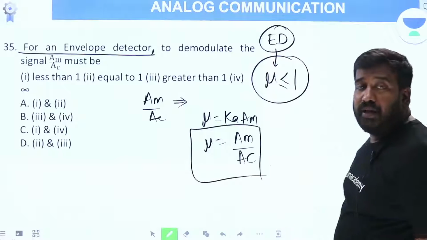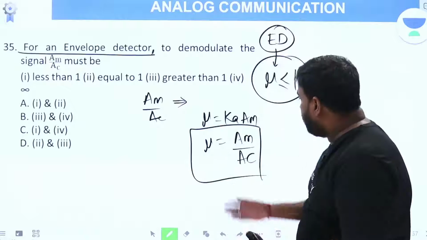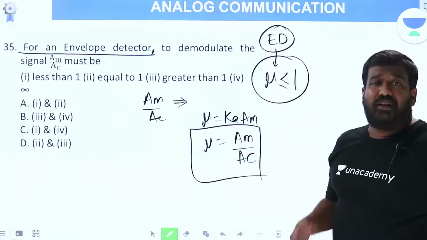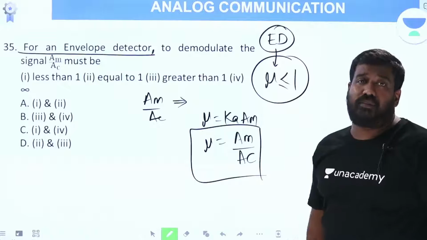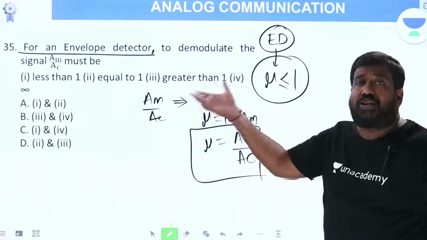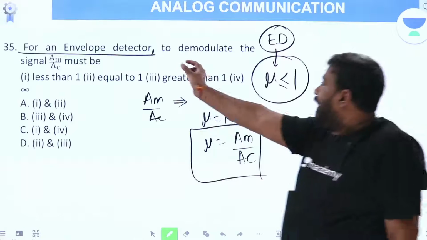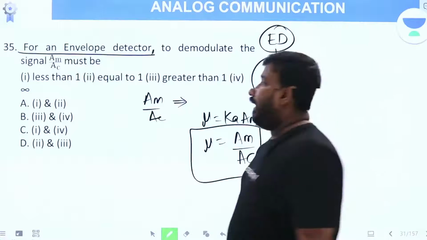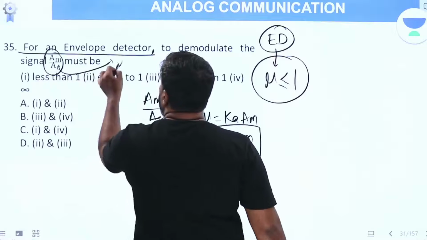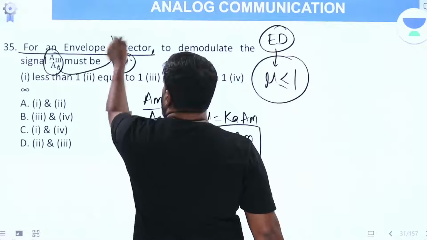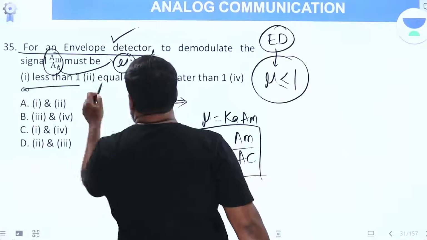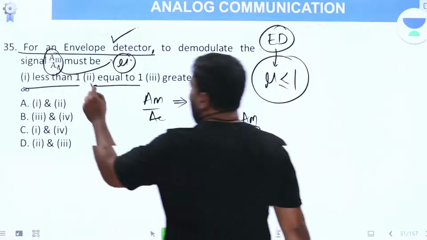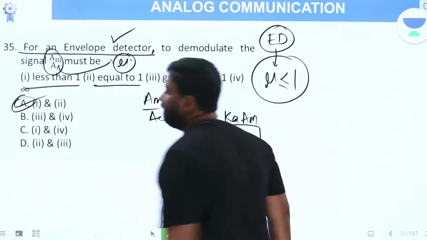Again concept. If you don't know this concept, you are gone. Because if you don't know Ka is 1 by Ac, you will never know that Am by Ac is mu. The examiner is talking about mu and you don't know that it is mu. So, for an envelope detector to demodulate the signal, Am by Ac must be, first you should know Am by Ac is nothing but mu. Next you should know the envelope detector can demodulate the signal only when mu is less than or equal to 1, not greater than 1 or infinity. Therefore, option A is the answer.